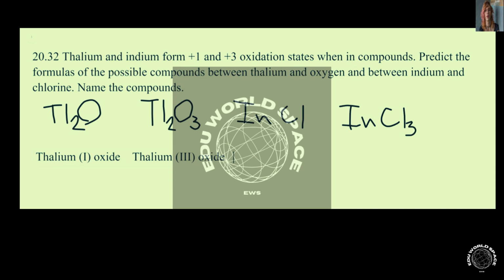And then we have InCl, but indium has a +1 oxidation state. So we have indium(I) chloride. And then we have InCl3, but this time indium has a +3 oxidation state. So that would be indium(III) chloride.